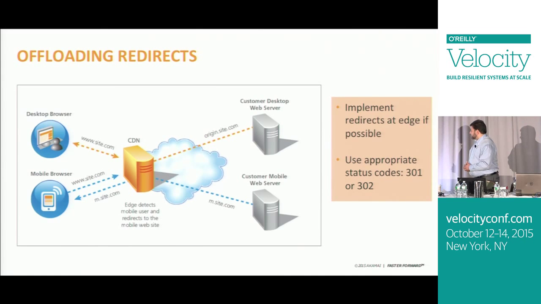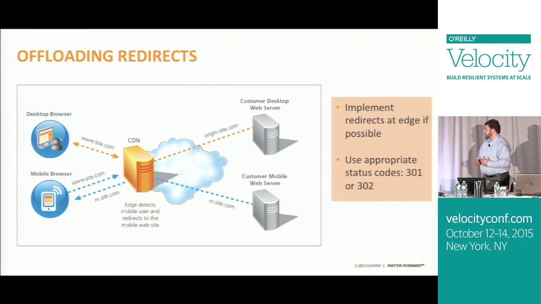Now in this particular example, you can see that there's a desktop and a mobile device, and there's a desktop and a mobile origin server. You can build some custom logic into a redirect, especially when you're doing it at the edge. So in this case, the desktop browser goes to the content delivery network, which is essentially acting as a traffic cop, and says, "Oh, you've requested www.example.com. Go forward to the desktop origin server."